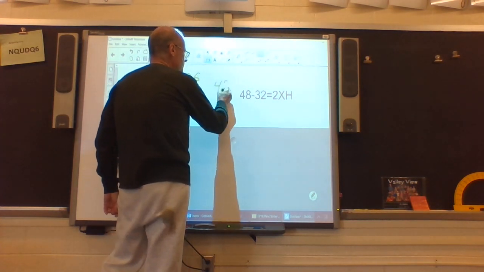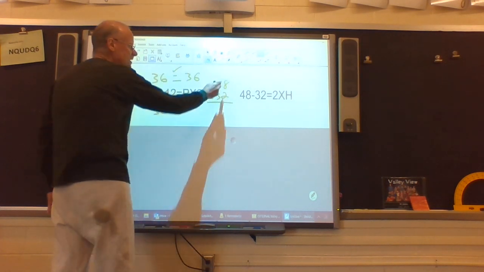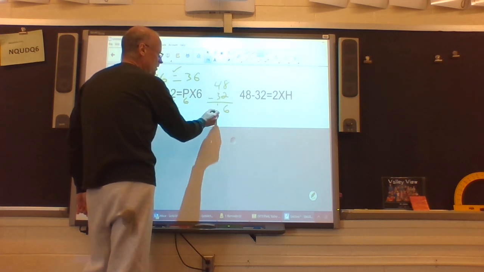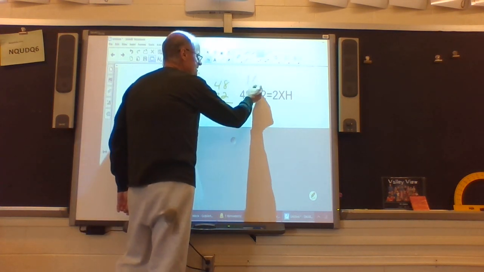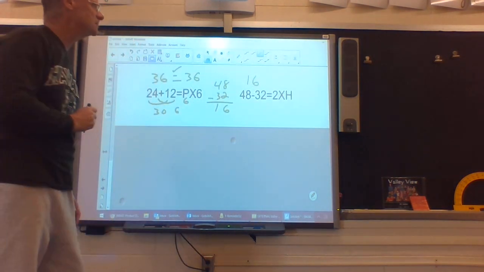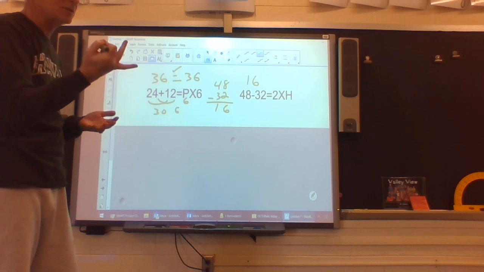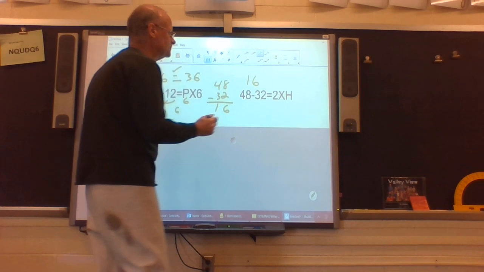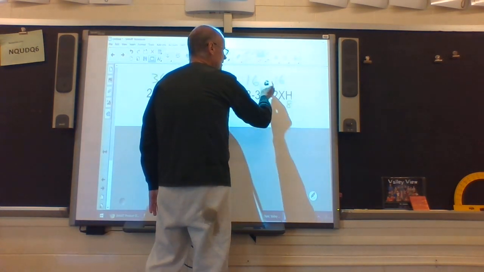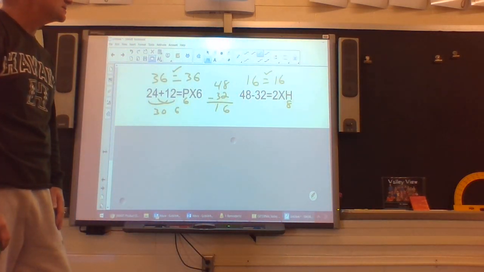I have 48 minus 32, and I'll do that standard algorithm. 8 minus 2 is 6. 4 take away 3 is 1. So this side equals 16. 2 times something is 16. I can count by 2s to 16. 2, 4, 6, 8, 10, 12, 14, 16. Oh, looks like 8 to me. If I put an 8 in there, 2 times 8 is 16. And I check that problem. I got it right. So H would be equal to 16.